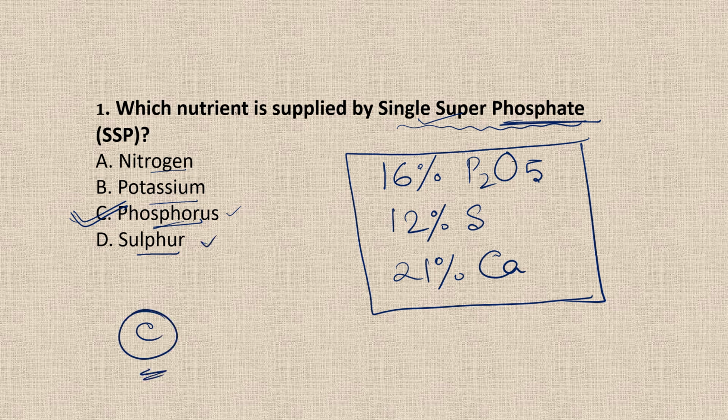So it contains sulfur as well, like here you can see, but it is mainly used as a straight phosphatic fertilizer, though it is a multi-nutrient fertilizer. Somewhere you can find it as 11% also. Don't get confused, it contains 11 to 12% only, right?